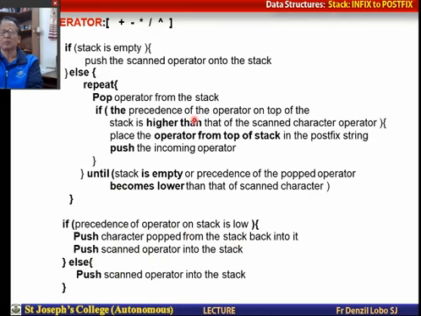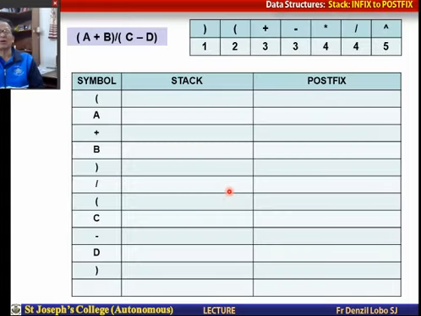This is the algorithm or the pseudocode for the conversion of an infix notation into postfix notation. So let us try now. We have here (a + b) / (c - d). So we will write all these symbols. This is something like our character array here, starting from the left parenthesis. So we have the left parenthesis first. What do we do? We push it onto the stack. Left parenthesis is always pushed onto the stack.